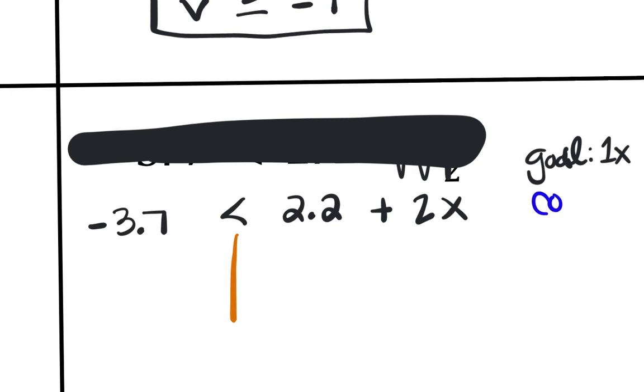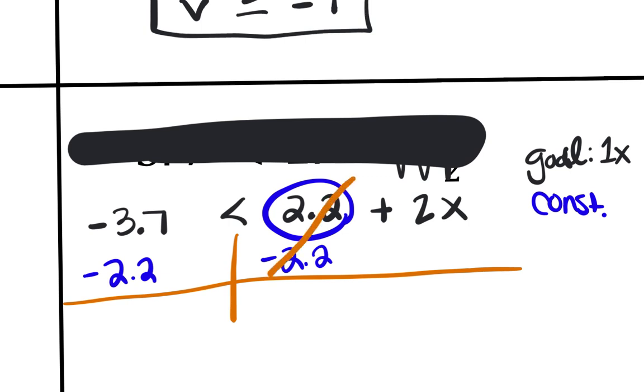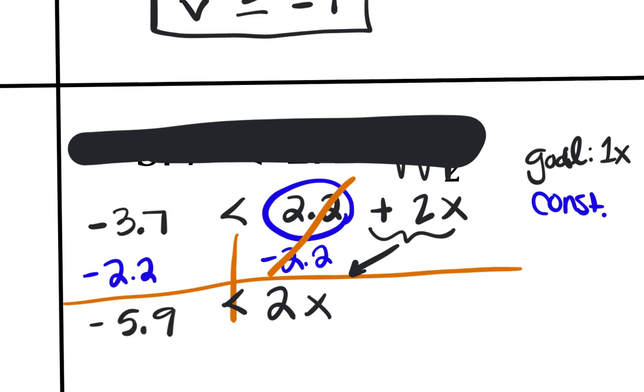You start by undoing the constant, which is 2.2. To make 2.2 into 0, I'm going to subtract 2.2. What I do on the side of the variable, I must do on the other side. 2.2 minus 2.2 is 0. Those cancel each other out. We're still left with 2x, so I'm going to bring that straight down. Bring my symbol down. Negative 3.7 minus 2.2 is negative 5.9.